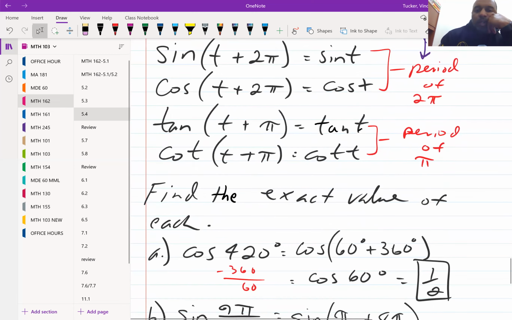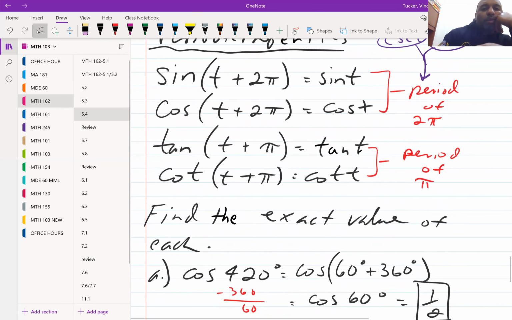All right. So don't forget also, I didn't write it here, but we talked about it before. 2 pi is the same thing as 360, and pi is the same thing as 180, as far as degrees are concerned.